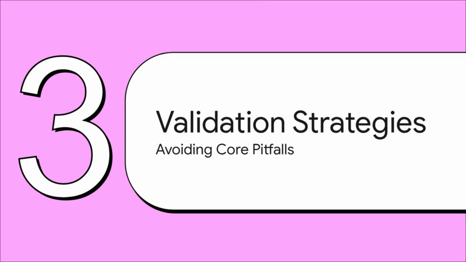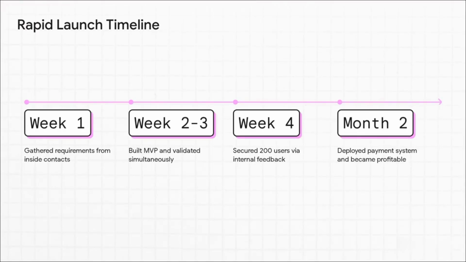Okay, let's pivot to our final major section, validation and core pitfalls. How did he actually execute this? Check out this rapid launch timeline. In week 1, he was talking directly to his inside contacts to gather requirements. In weeks 2 and 3, he built the MVP and validated it simultaneously.